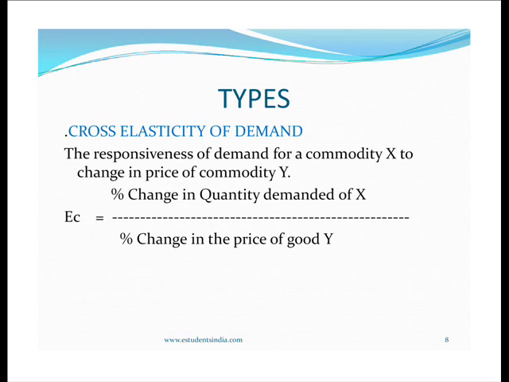The price of coffee rises from rupees 45 per pack to rupees 55 per pack. Quantity demanded for tea increases from 600 to 800 packs. EC is equal to (800 minus 600) divided by 600, all divided by (55 minus 45) divided by 45. That is equal to 1.50. What is it? Cross elasticity of demand of coffee for tea. 1.5 is the cross elasticity of demand of coffee for tea.